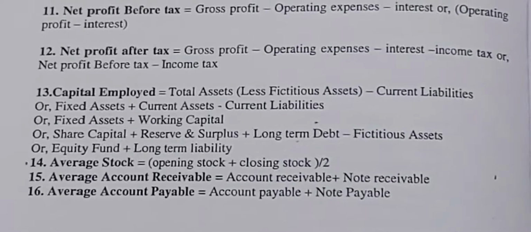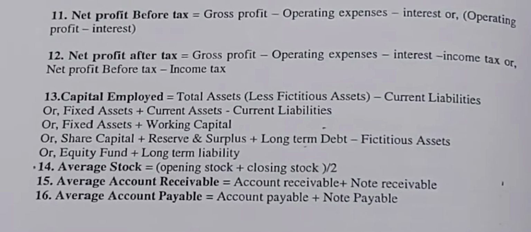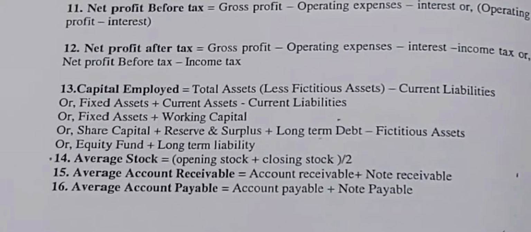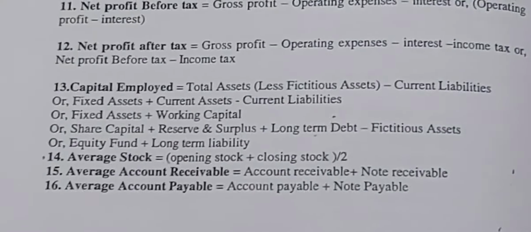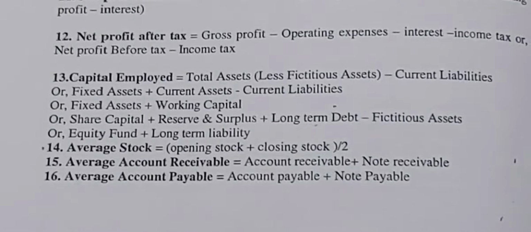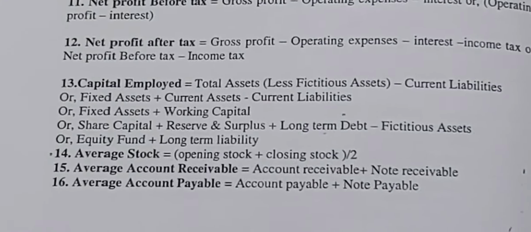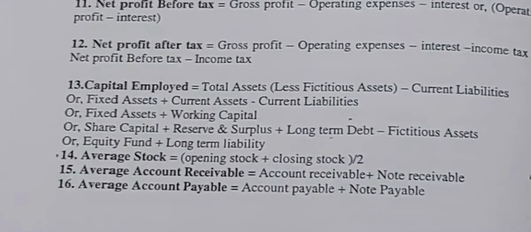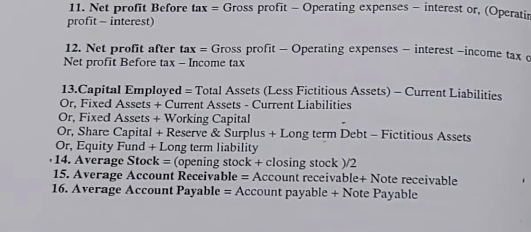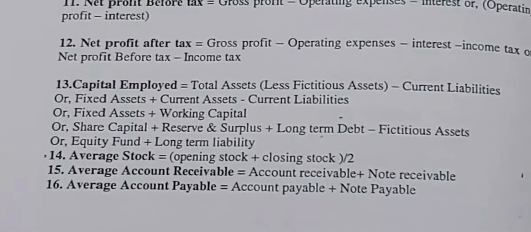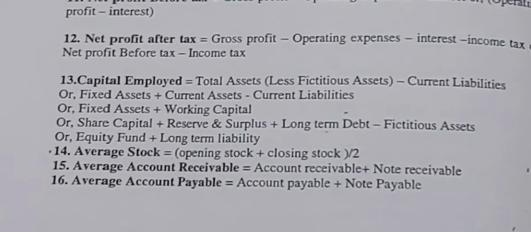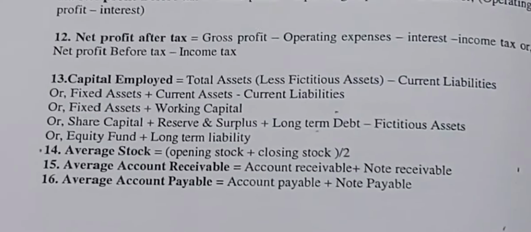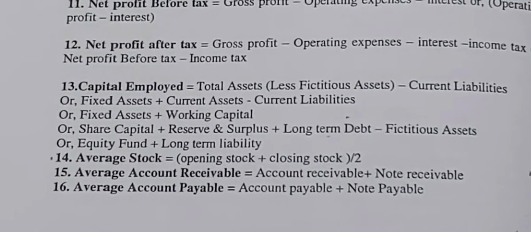Number 13, very important item. Capital employed is equal to total assets except fictitious asset minus current liabilities, or fixed asset plus current assets minus current liabilities, or fixed asset plus working capital, or share capital plus reserve and surplus plus long-term debt minus fictitious asset, or equity fund plus long-term liability.